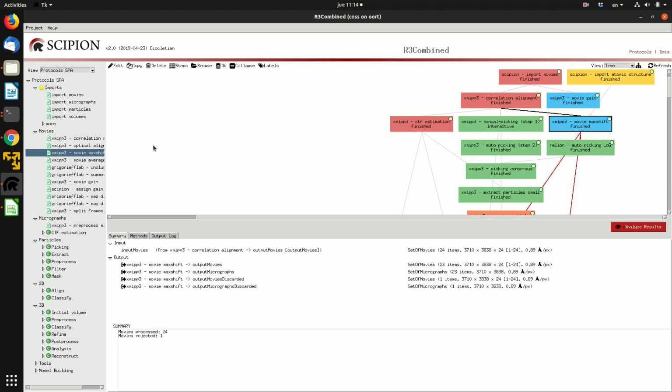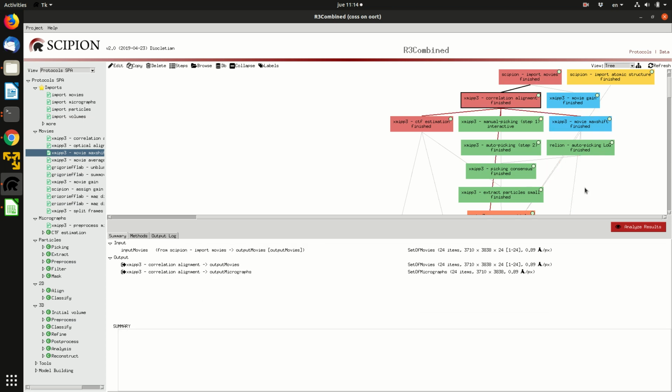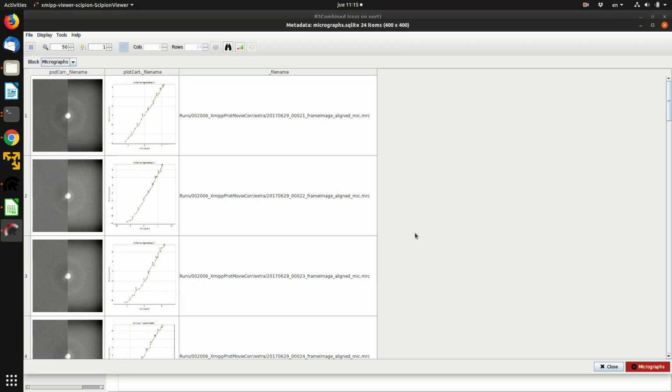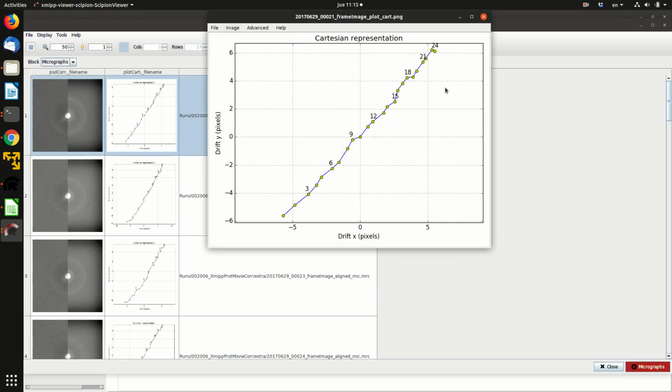So the next tutorial is on the use of movie max shift. Let's say that you have imported some movies, you have aligned them. So this is an example of how this is a summary of the local movement from each frame 1 to frame 2, frame 2 to frame 3.